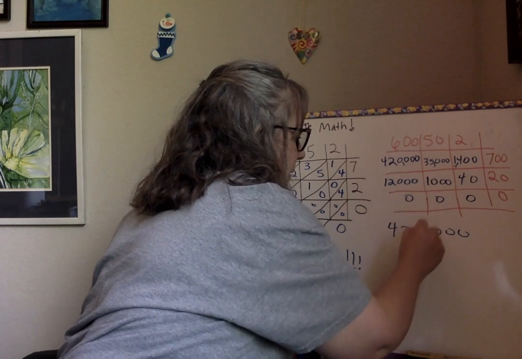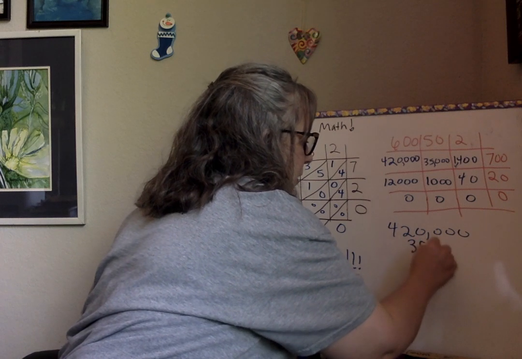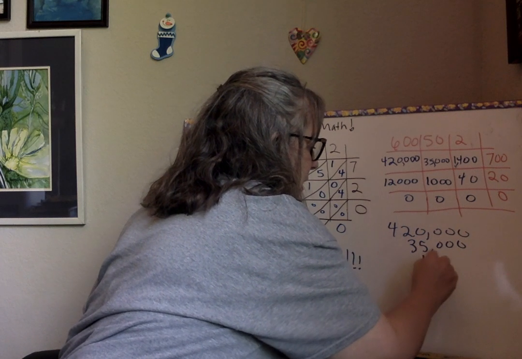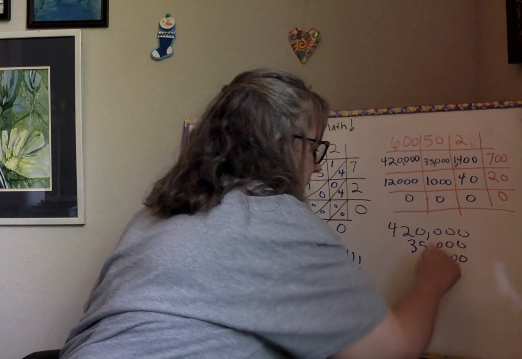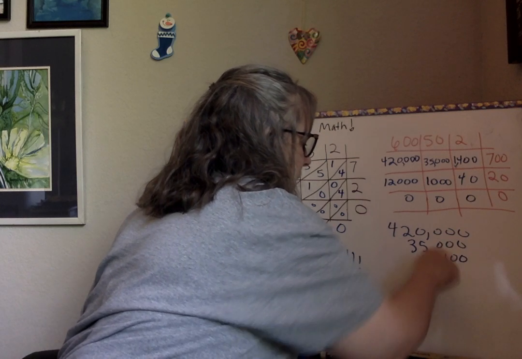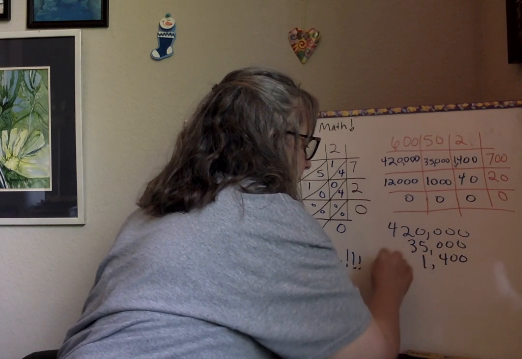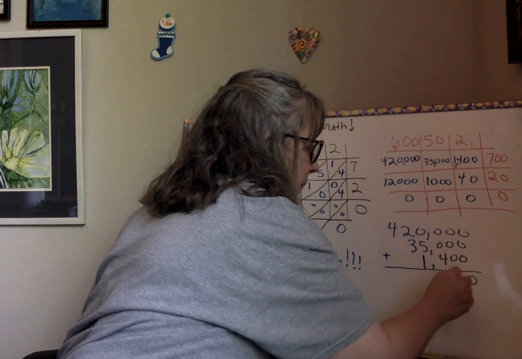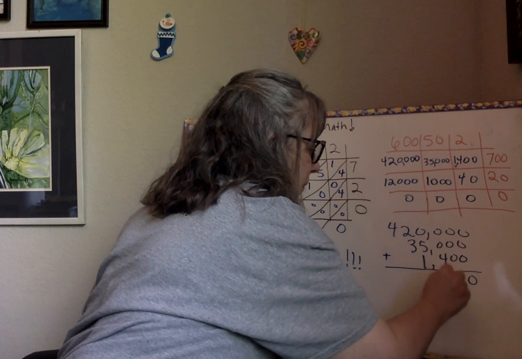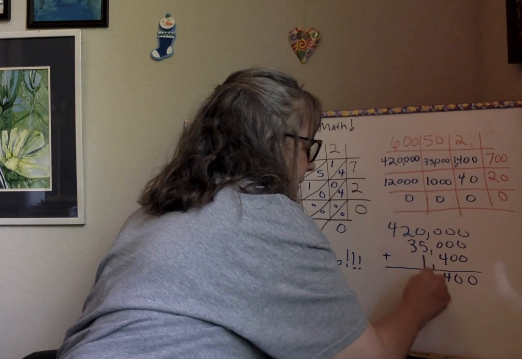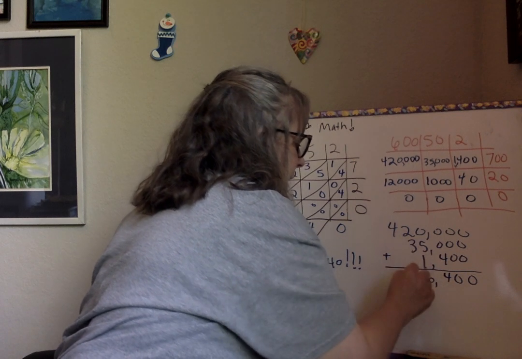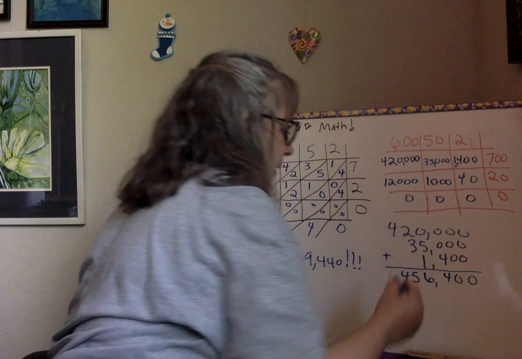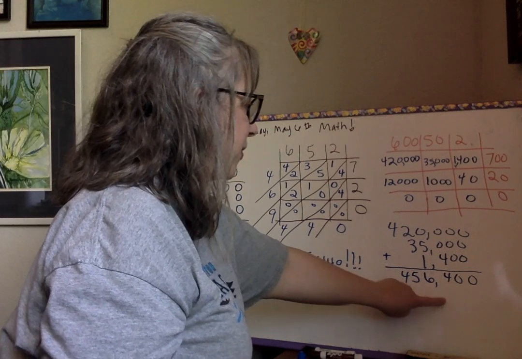420,000, and then 35,000, and then 1,400. Make sure that my commas don't look like ones. We don't want that to happen. All right, let's add these up. 0, 0, 0, 0 plus 4, 5, 6, 3, 4, 5, and then 4. Okay, so now we have 456,400.